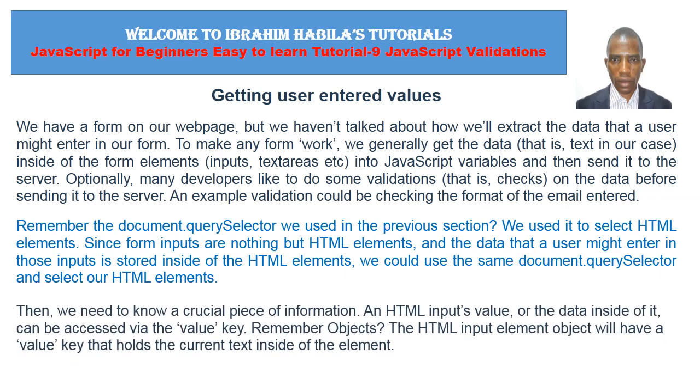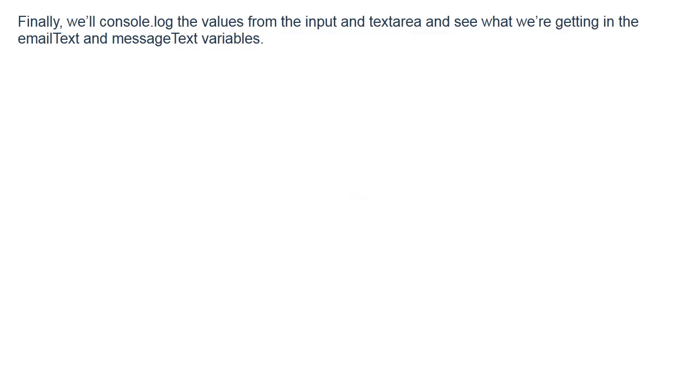Then we need to know a crucial piece of information. An HTML input value, or the data inside of it, can be accessed via the value key. Remember objects, the HTML input element object will have a value key that holds the current text inside of the element. Finally, we will console.log the values from the input and text area and see what we are getting in the email text and message text variables.